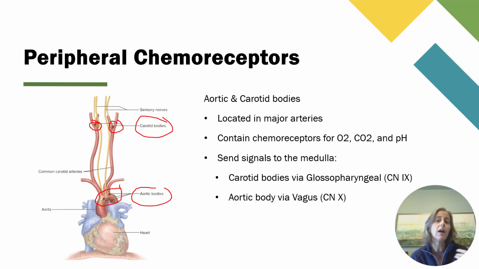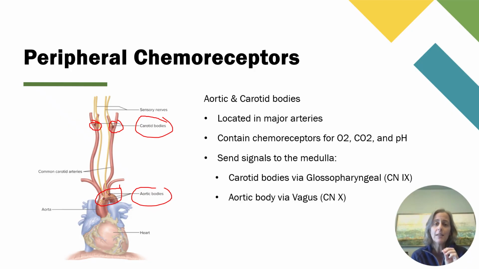So we care a lot about the oxygen, carbon dioxide, and pH of these areas. And these chemoreceptors can sense all three. The central ones didn't sense oxygen levels, but these do. And they're going to send signals up to the medulla. Since they're not located there, now we're going to have to send sensory axons up to the medulla, and those axons are going to travel through nerves, in this case, through cranial nerves.